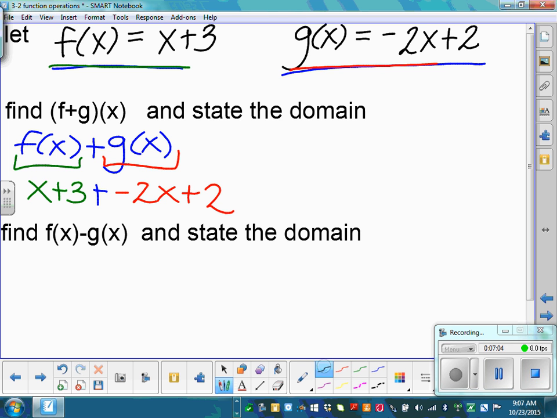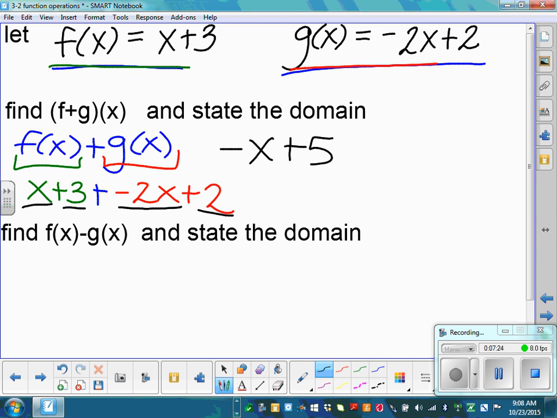So let's combine like terms. 1x plus negative 2x's is how many x's? Good, negative 1x or negative x. I just combined x and negative 2x. Do you have questions? All right, and then 3 plus 2 is 5. So we have negative x plus 5.